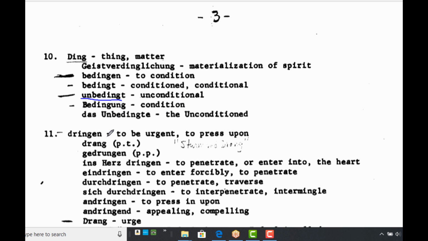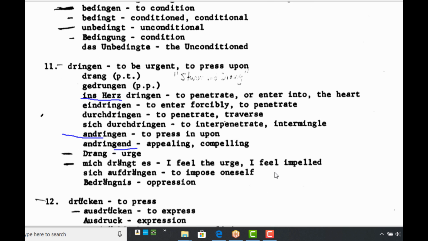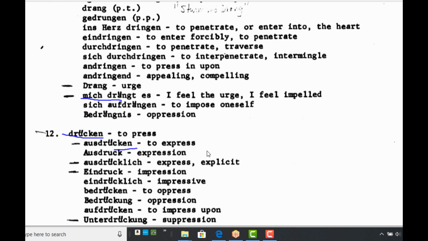Okay, dringen, and then they give you the three principal parts here. Dringen, drang, gedrungen. Is this a strong verb or a weak verb, Matthew? This is a strong verb, I believe. Yeah, because it changes from I in the main part of the verb, the stem verb, to A, and then to U. So the vowel pattern, which we'll talk about later on, is I, A, U. That's how it changed. Dringen, drang, gedrungen. And this is the third person singular, past tense, and this stands for the past participle.